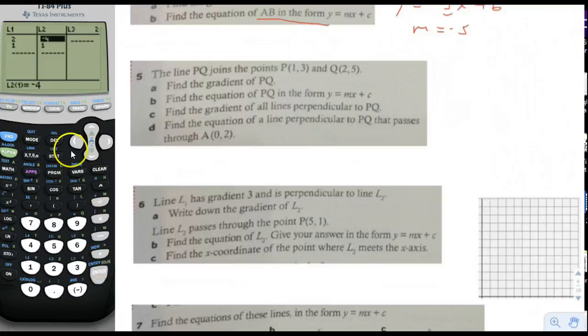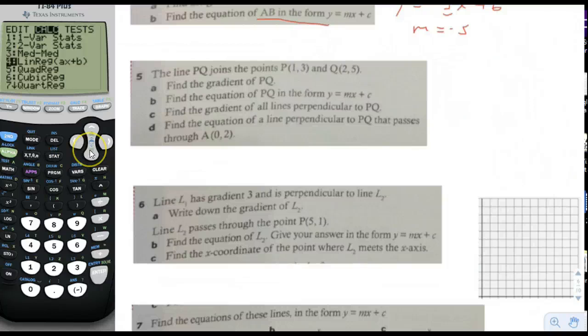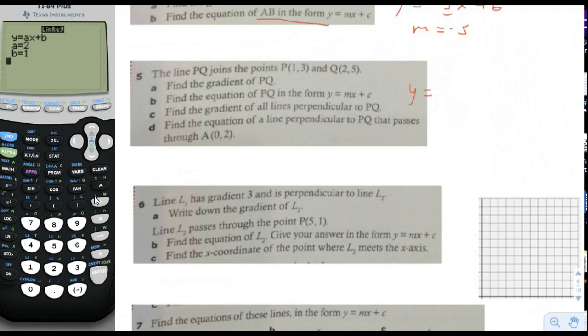Stat, edit. We'll put those points in here. 1, 3, 2, 5. Okay, stat, calc, linreg, L1, L2, blank, calculate. 2x plus 1. So the gradient is 2. The equation is y equals 2x plus 1.